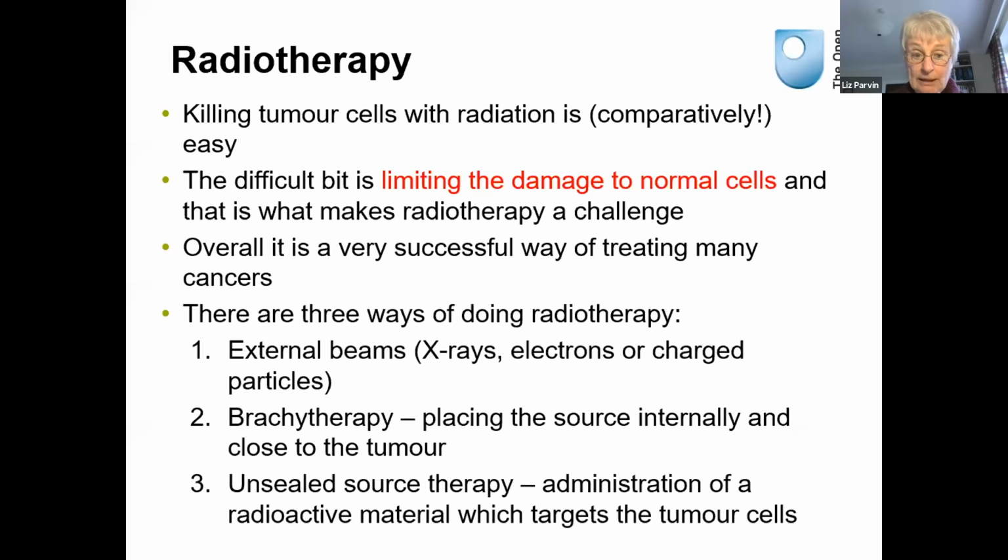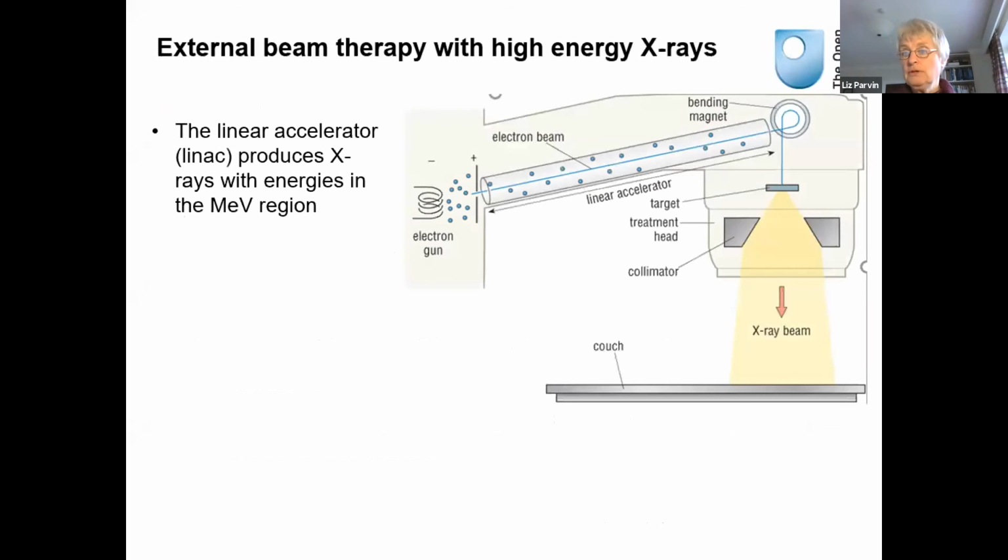There are 3 ways of doing radiotherapy. You can do it using external beams. Now those can be X-rays, that's the major one, electrons, or more recently charged particles. Then we can do brachytherapy, putting the source close to the tumor, or even unsealed source therapy, where you give the patient a drink or a tablet or something, a little bit similar to the idea of radionuclide imaging. It goes to the organ that you want to treat. So let's have a quick look at some of those.